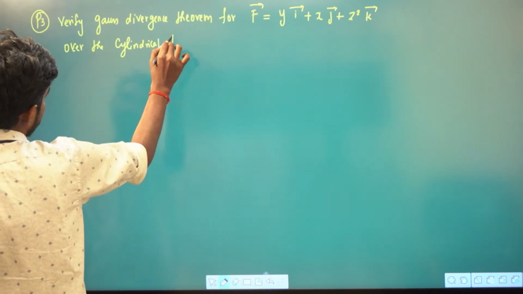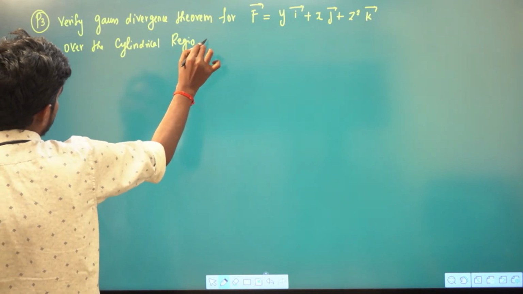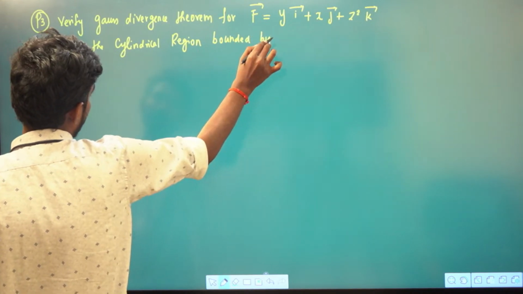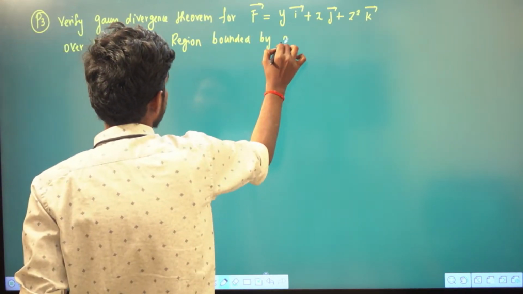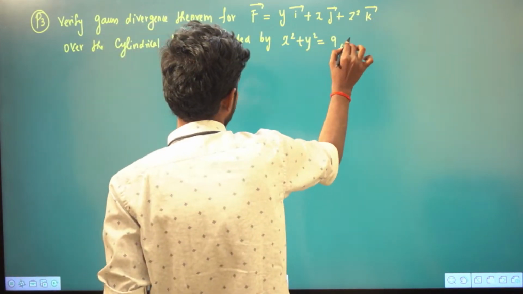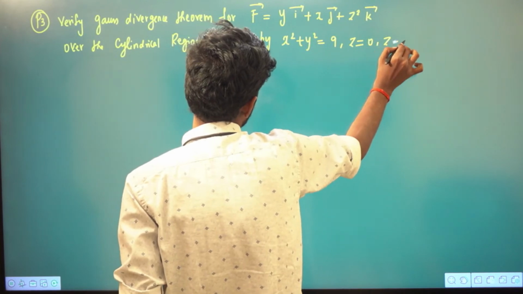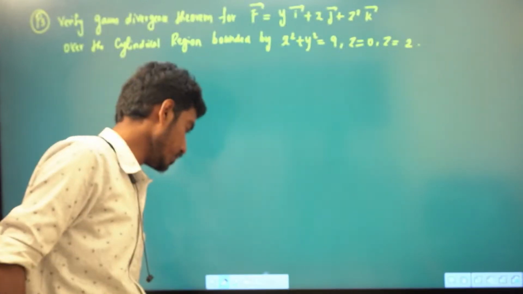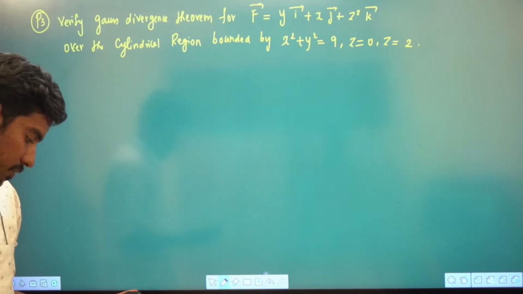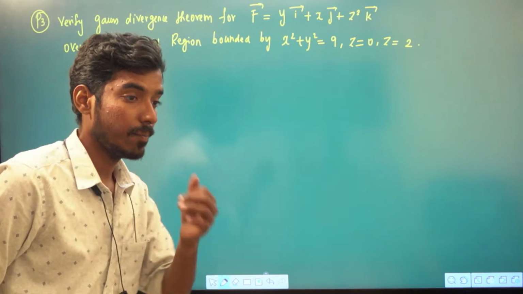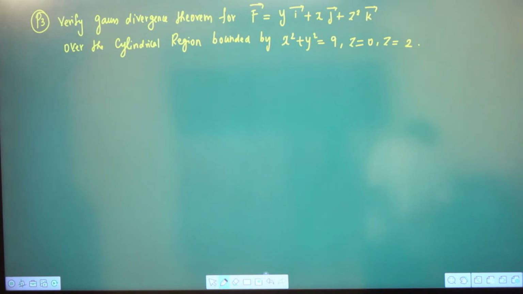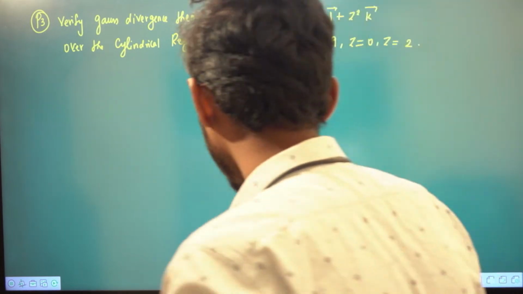Cylindrical region bounded by, a very interesting problem, bounded by x square plus y square is equal to 9, z is equal to 0, z is equal to 2. So we need to verify Gauss divergence theorem. That is, we need to show that the surface integral over f vector dot n cap ds is same as triple integral over v del dot f vector dv. Okay.